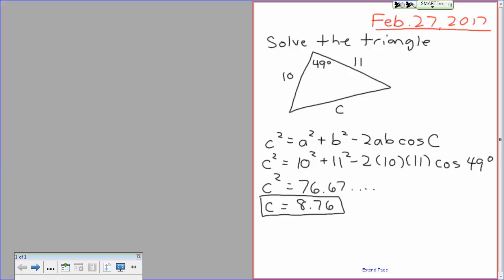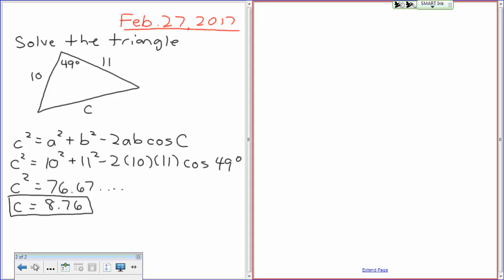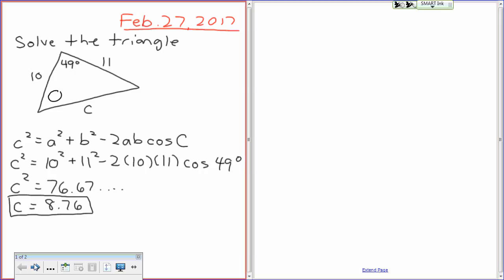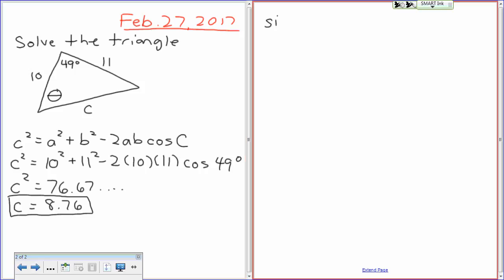Yes? All right, Bailey, do you want to solve for the left angle or the right angle? Fine then, Bailey, I'm going to choose the left angle right there. How am I going to solve the left angle, please? Sine law. So it's going to be sine theta over 11 equals sine 49 over 8.76.